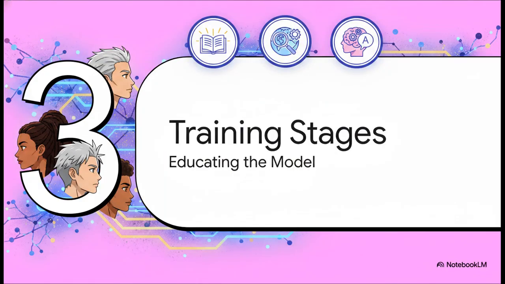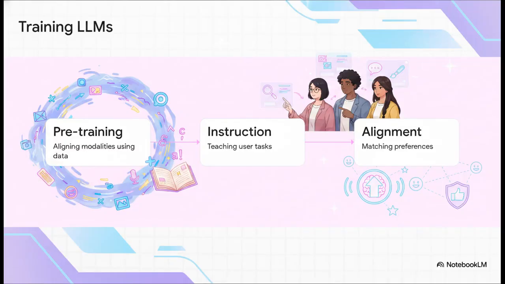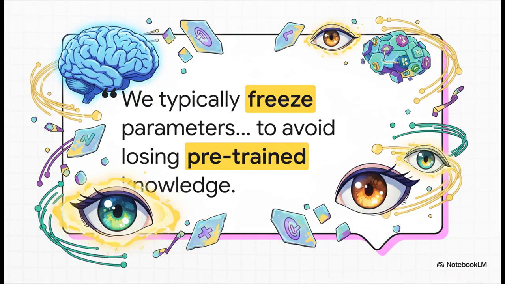Next up, Section 3. Now that we have the body, how do we educate the model? Well, just like training a text-only model, we follow a pretty rigorous 3-stage curriculum. Step 1 is pre-training, where we align the different modalities using vast amounts of web-scraped data, essentially teaching the model to predict captions for images. Step 2 is instruction tuning, which is teaching the model to follow very specific tasks like object detection. And Step 3 is alignment, matching those outputs to what humans actually prefer to ensure the AI is helpful and safe.